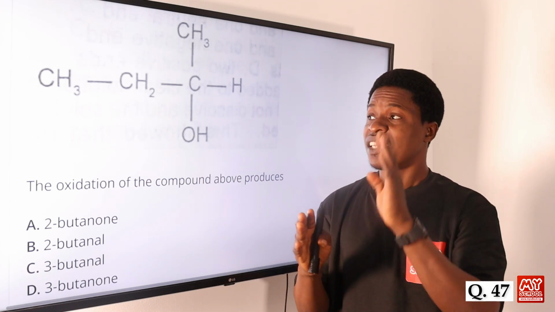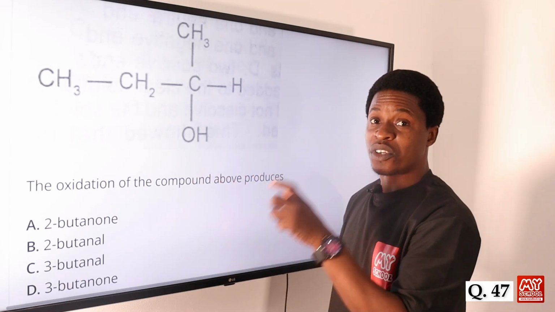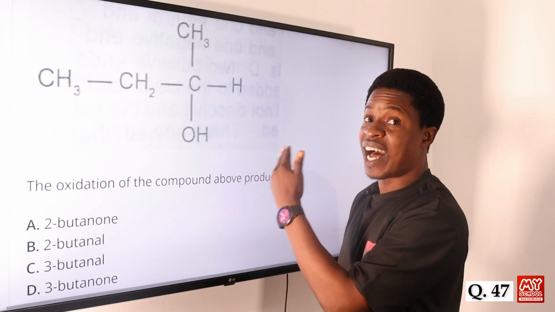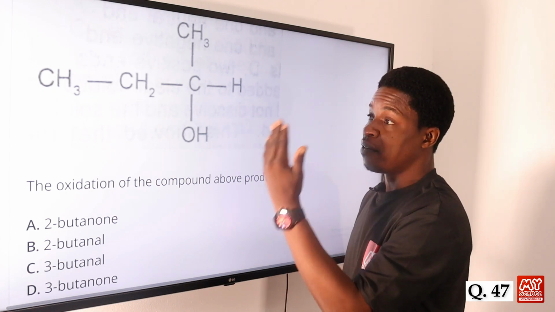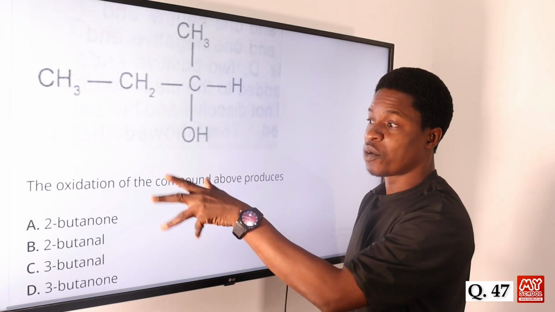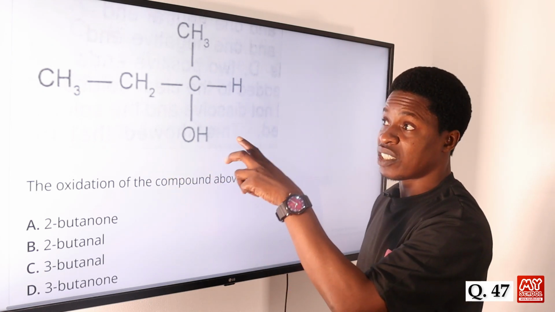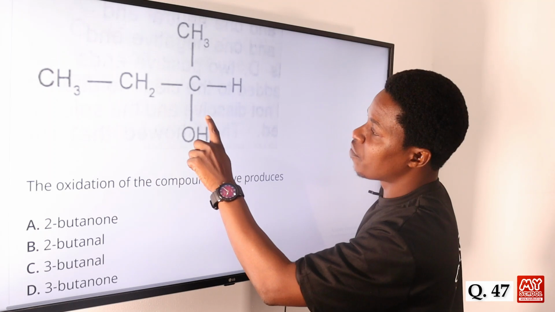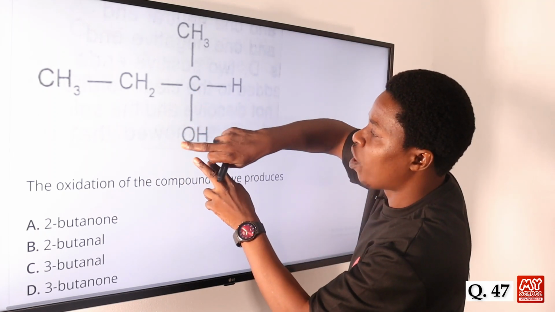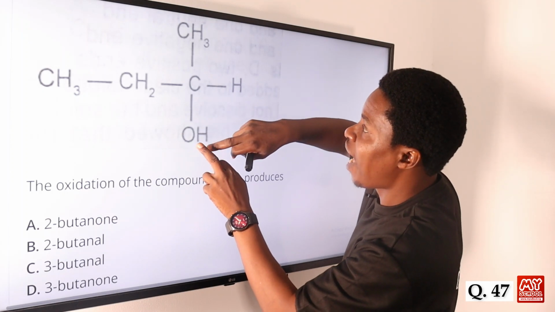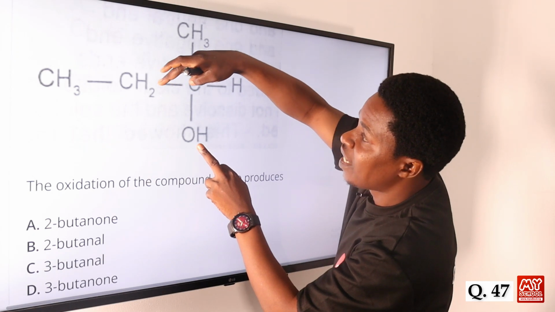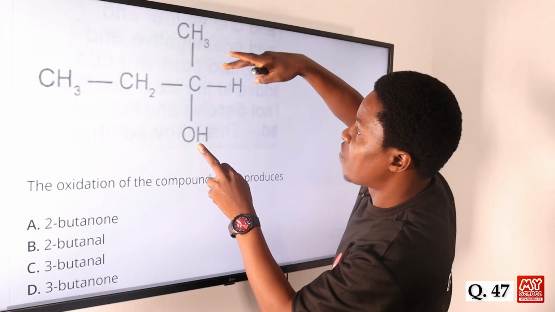So now that we know what product we should have: if it is primary, we have either aldehyde or carboxylic acid. If it is secondary alkanol, we have ketones. If it is tertiary, of course, we are not going to have any product because there is no reaction. So we have an OH group on this carbon. On the carbon attached to this hydroxyl group, we have a methyl group attached here, then another carbon atom attached here, then we have hydrogen here.